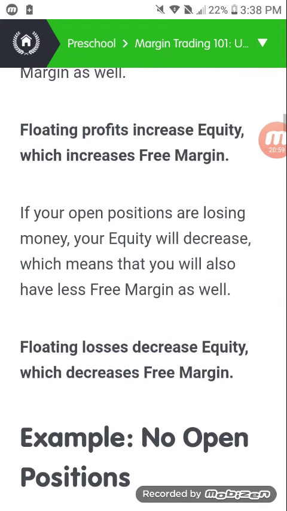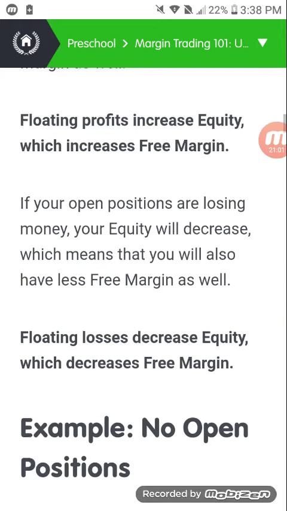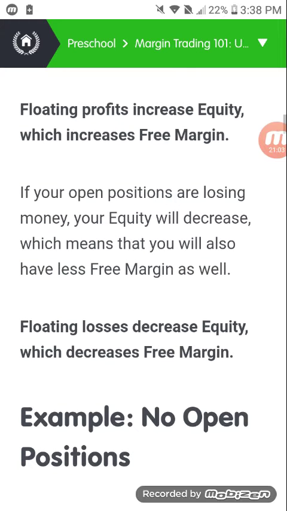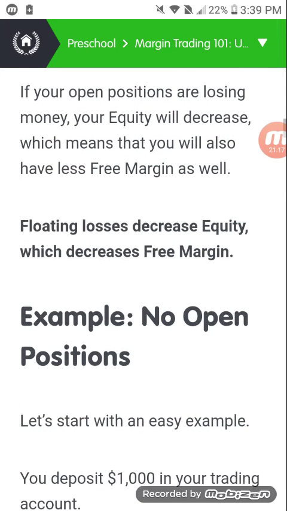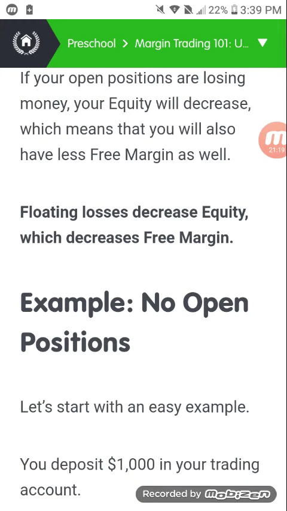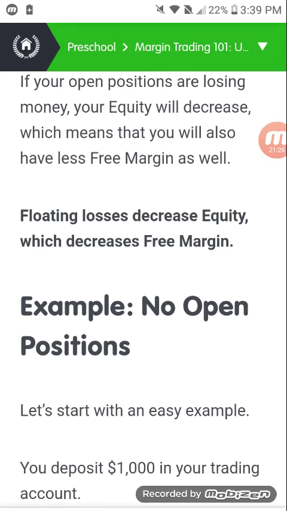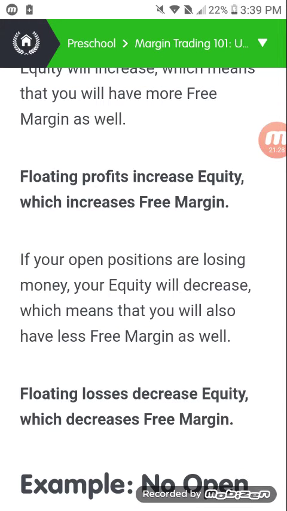If your open positions are losing money, your equity will decrease, which means that your free margin, the amount you can use to hold that trade or open a new trade, will decrease as well. So free margin is important. Floating losses decrease equity, which decreases your free margin, and floating profits increase your equity, which increases your free margin to use.